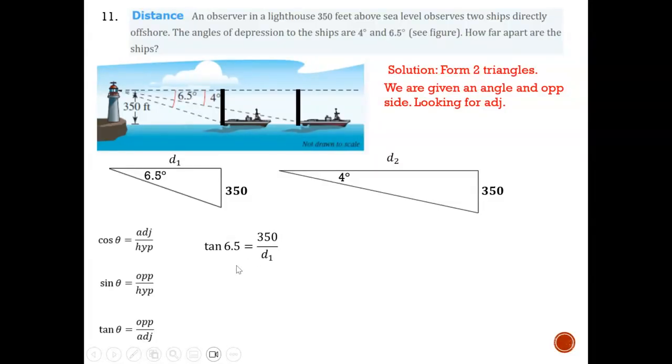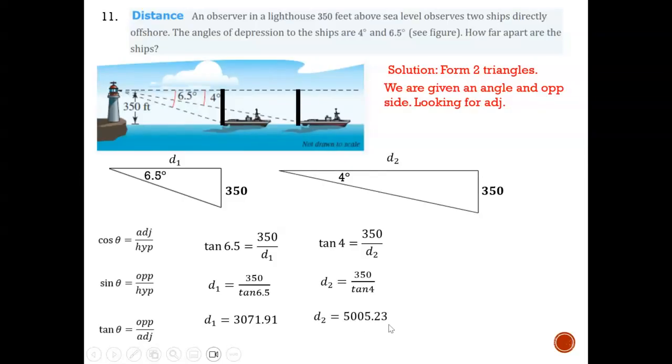We switch the distance with the tangent according to the proportion rules. So we'll put it in the calculator. It's going to give us about 3,071.91 feet. In a similar manner, we also do it for distance 2. So it's going to give us 5,005.23 feet.